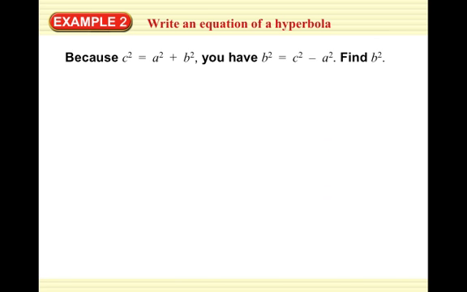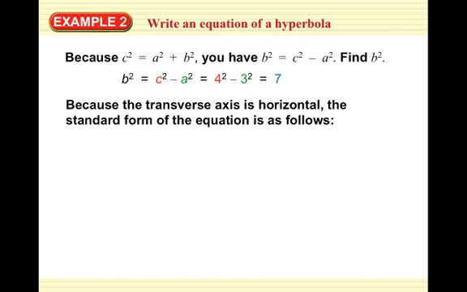In fact, let's go ahead and look at that. Because C squared equals A squared plus B squared, you can solve for B squared by subtracting A squared from both sides. So B squared is equal to C squared minus A squared. So when we find B squared, we get 4 squared minus 3 squared, which is 7. 16 minus 9 is 7.